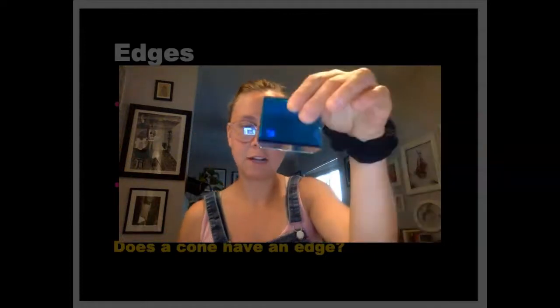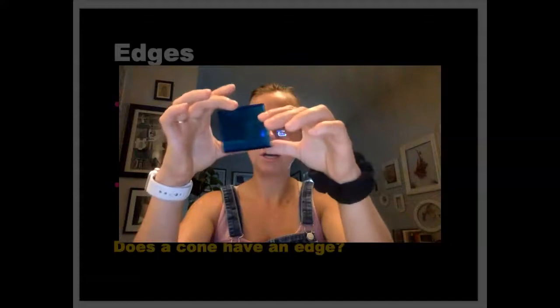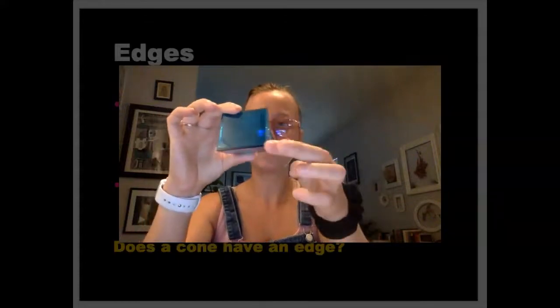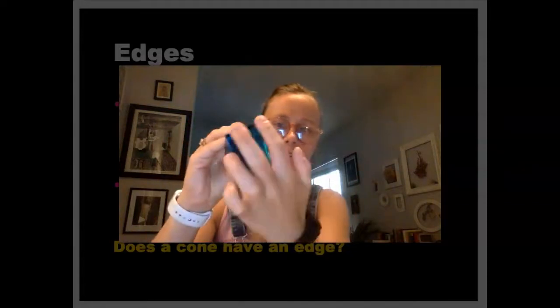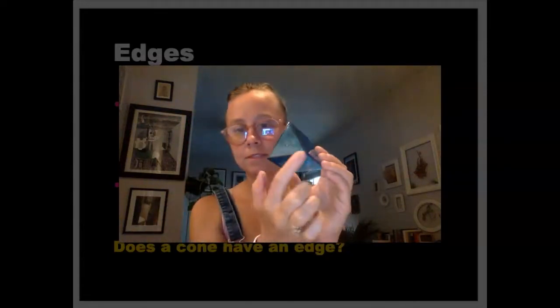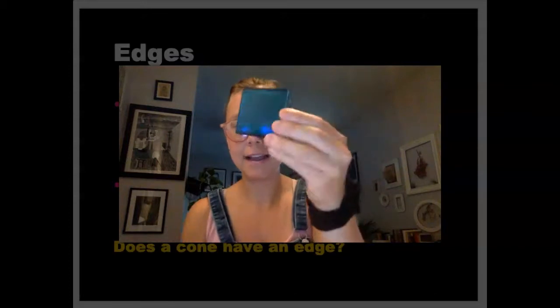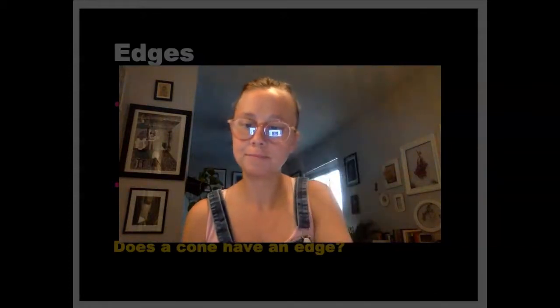So when we look at our triangular prism, we have quite a few straight edges. 1, 2, 3, 4, 5, 6, 7, 8, 9. 9 edges on a triangular prism.